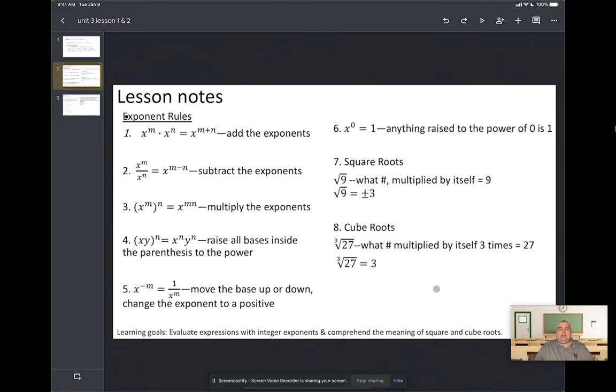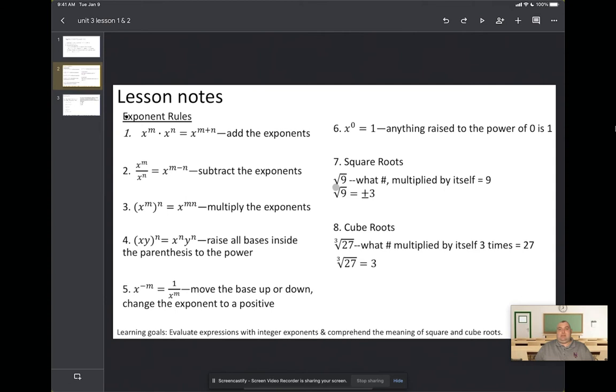Cube roots is the same concept as square roots. The only difference is the cube root is what number multiplied by itself 3 times is that number. So the example I gave here is the cube root of 27. So what number multiplied by itself 3 times? In other words, what number cubed equals 27? And in this case, the cube root of 27 we would say is 3, because 3 times 3 times 3 is equal to 27.